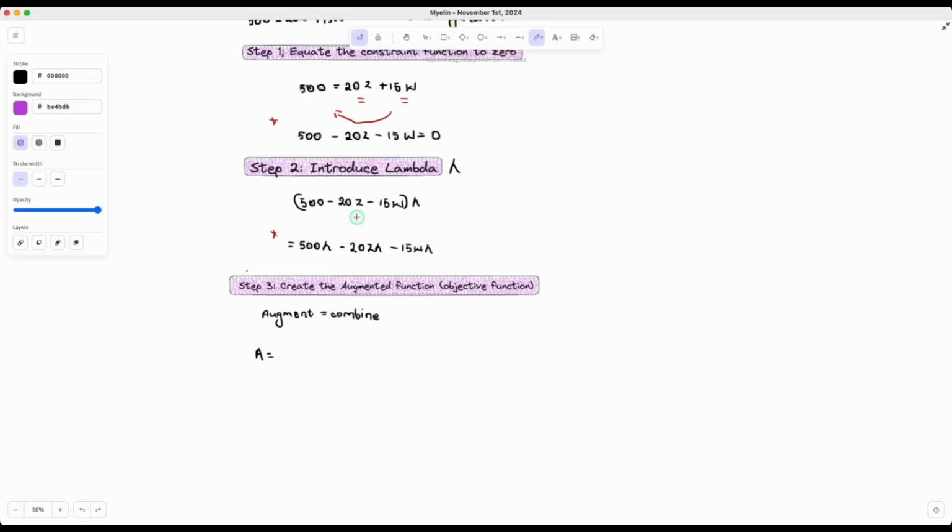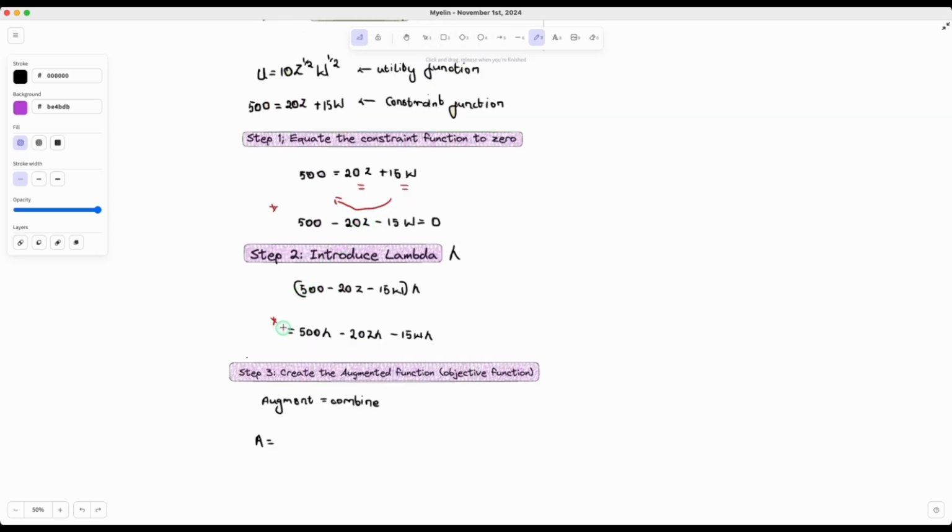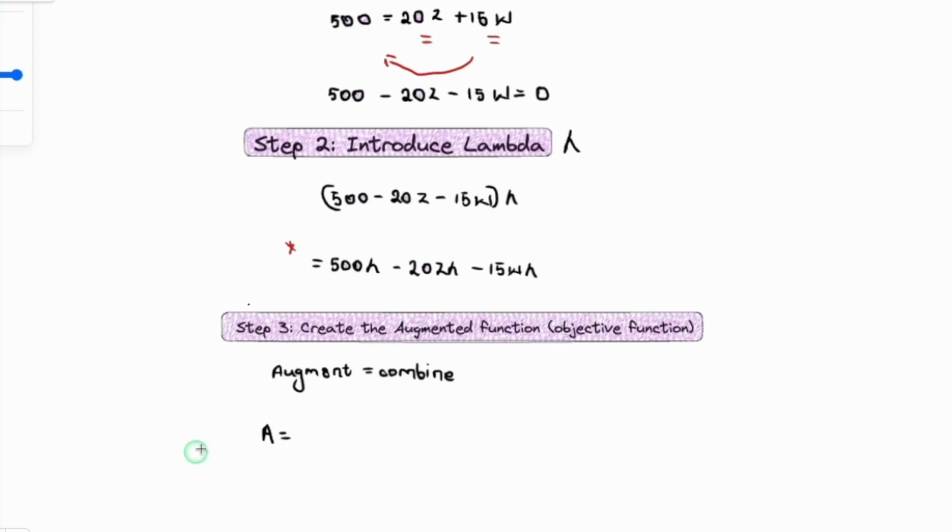When you are combining, I just made a mistake there. It is the final constraint function that has been multiplied by lambda and the original utility function, this U. So we're taking this U and this one that we've just multiplied by lambda to come up with the augmented objective function. So what will that look like? We now have U, no need to state the U.